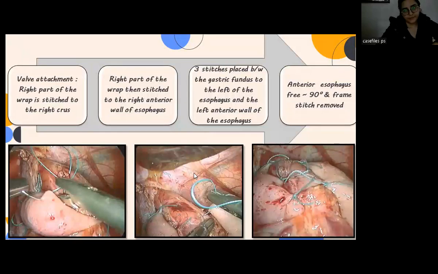Now we're moving on towards the left side and the left anterior wall of the esophagus. The wrap is done such that the anterior 90 degree surface is free. After ensuring this, we remove the initial stay stitch which we had taken so that our wrap does not migrate.